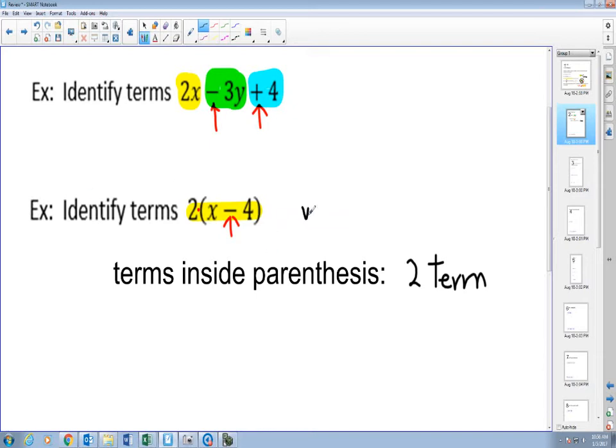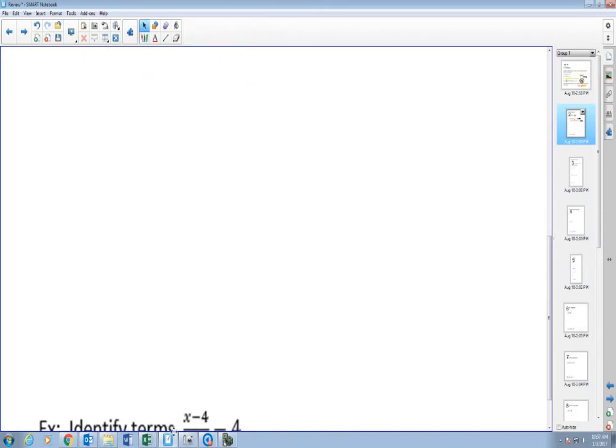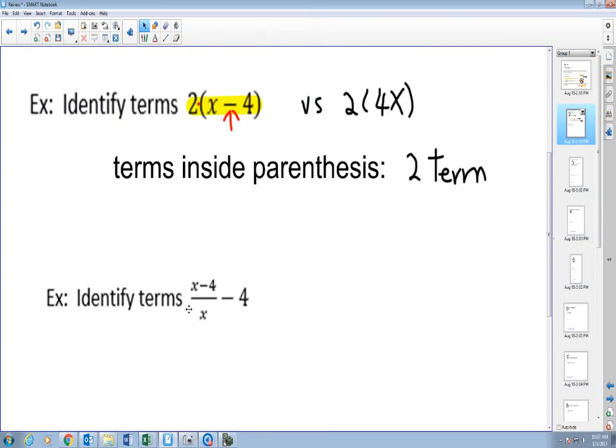Now, don't get confused with this problem compared to 2 times parentheses of 4x. The difference is that inside the parentheses here there are no plus or minus signs, so that means inside the parentheses is one term, versus here I got 2 terms. Okay. Alright, let's look at this rational expression.